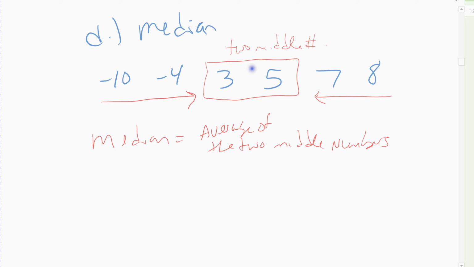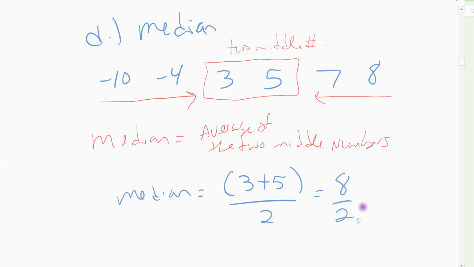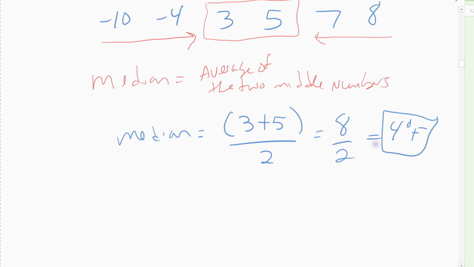So it's what's right in the middle of 3 and 5. My median would be taking 3 plus 5 and dividing by 2. So we get 8 over 2. And so the middlemost temp is 4 degrees Fahrenheit. And again, that would be the number that lands right in the middle of 3 and 5. So it should make sense that it's 4. 4 degrees is the temperature in the middle of my set of numbers.